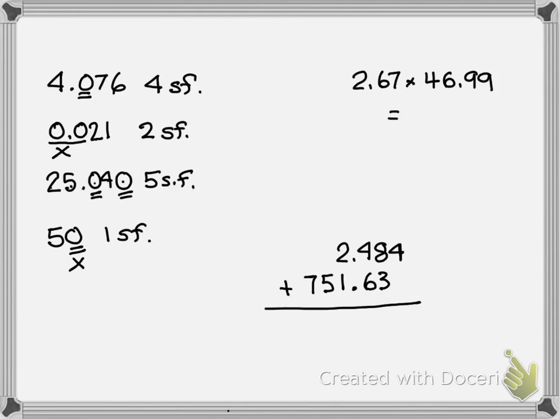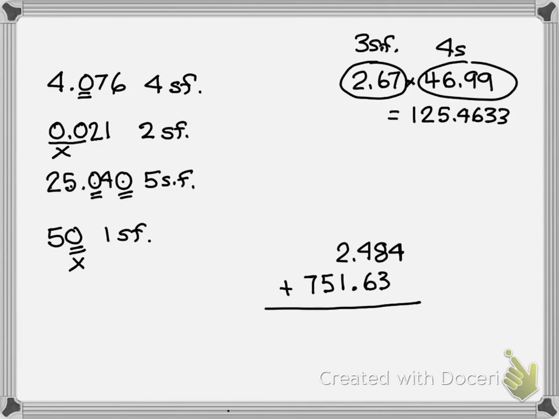Okay, now looking at the math problems. Always just do the math first. So you would just take 2.67 times 46.99. And I get in my calculator 125.4633. That's correct with math. But in multiplication and division, you want your answer to be rounded to the same number of significant figures as the one with the least. This one has 3. This one has 4. This one has the fewest, so I only need 3. So I need 1, 2, 3. I'm going to drop it off there. This number's a 4, so I'll keep it the same. So I would write 125.